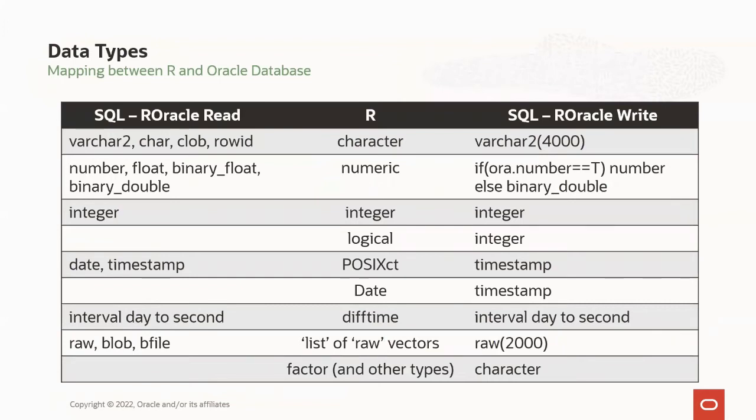For your reference, here's a mapping between the R data types and Oracle database. The OML for R mapping follows that of the R Oracle package. For example, if the database has a column of type date or timestamp, this gets mapped to R's POSIXct data type. If an R data frame has a column of type POSIXct or date, this gets written to the database as type timestamp, and others can be interpreted similarly.